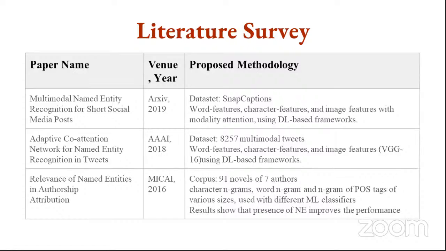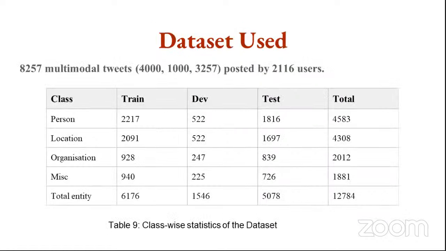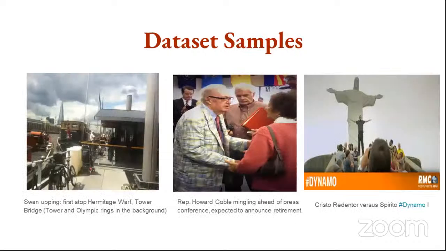We also did a thorough literature survey on the datasets and the methodologies. And this is the dataset that we have used. 8,257 multimodal tweets. There are 4,000 tweets in the training, 1,000 in the development, and 3,257 in testing. These are the different tweets available, posted by 2,116 users. And this is the total distribution over the training, development, and testing set. These are the examples. You can see that in almost all cases, images are also associated with the text.